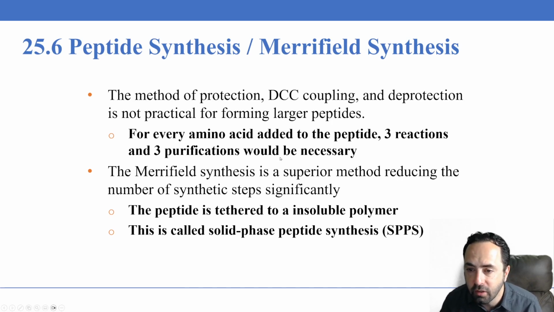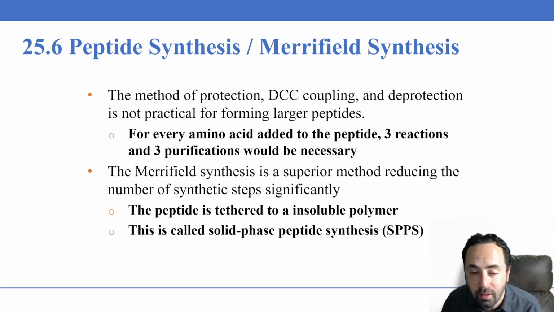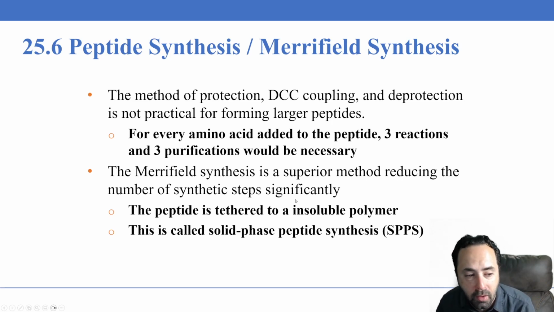So this method of protection, DCC coupling, deprotection, is not practical for forming larger peptides. Basically, you have side reactions, and these side reactions compound, and so the more times that you do this, the more likely there are to be reactions that you did not intend, and thus you will produce peptides that you did not intend to. So for every amino acid added to the peptide, 3 reactions and 3 purifications would be necessary. So this just becomes also cumbersome to continuously protect the group, do a reaction, and then deprotect the group.